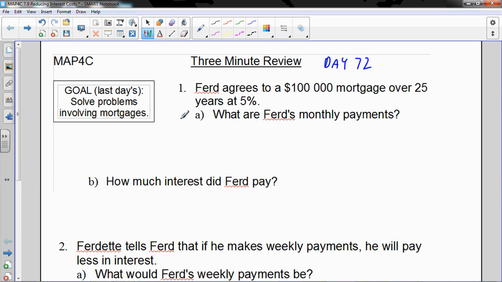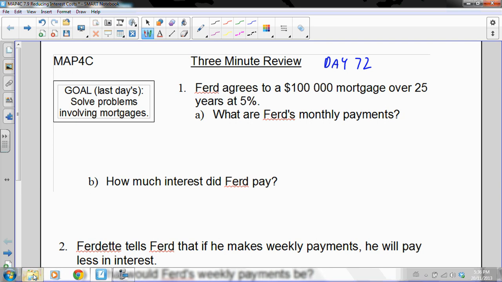So last day we were solving problems involving mortgages. FERD agrees to a $100,000 mortgage over 25 years at 5%. What are FERD's monthly payments? Well, remember, for mortgages, we can't use our formula because there's a problem between the frequency that interest is compounded and the frequency of the payments. So these are monthly payments. We have to go to the calculator, right?